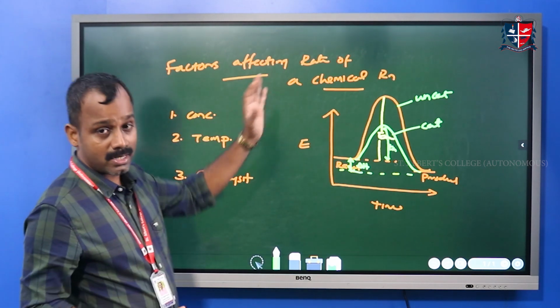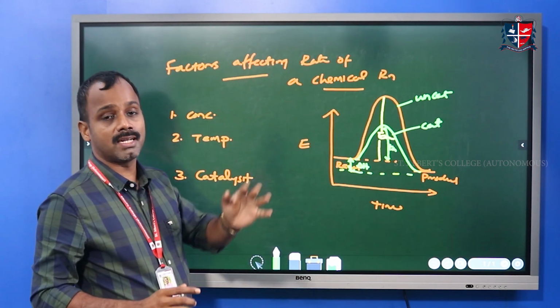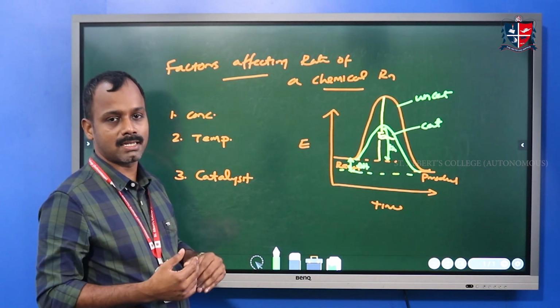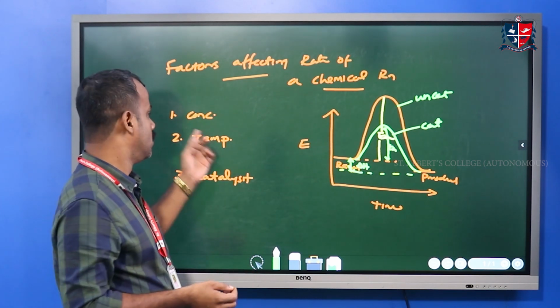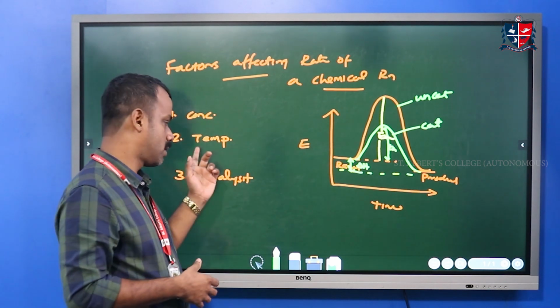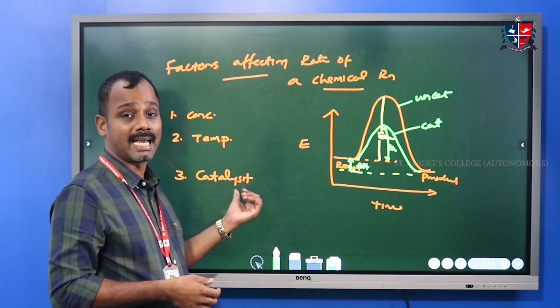So, what is meant by rate? Rate of a chemical reaction can be defined as the change in concentration of reactant or product with respect to time, and the rate of a chemical reaction depends on concentration, it depends on temperature, and it depends on catalyst.